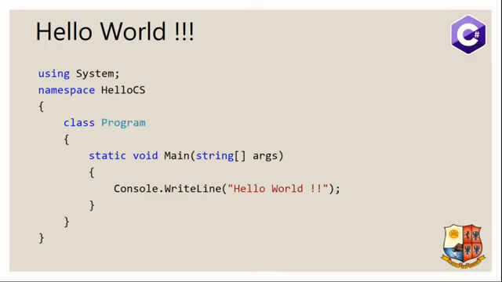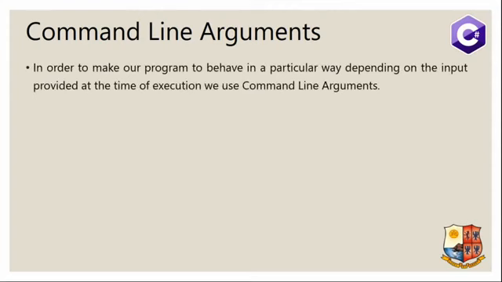But a little bit more in depth, where we are using it in the real world. I want you to understand not just what command line arguments are. In order to make our program behave in a particular way, depending on the input provided at the time of execution, we use command line arguments. Mostly in college or in programming, you would have only seen this as part of taking a name or adding two numbers. But without your knowledge, you are using it every day in your computers.